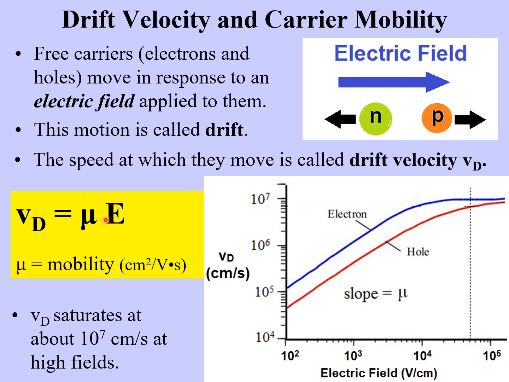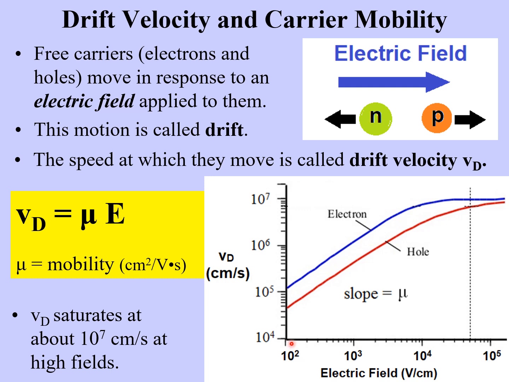And the constant of proportionality in here is given by the Greek letter mu, and mu is called the mobility of the electrons and holes. So if we look at a graph here, this is a graph of drift velocity. Notice it's log scale, so it's several orders of magnitude, plotted as a function of the electric field, which is, remember, the electric field is the force that's pushing those particles.